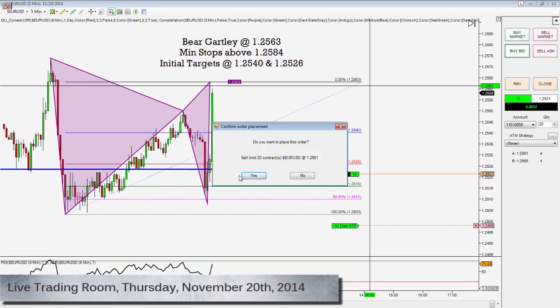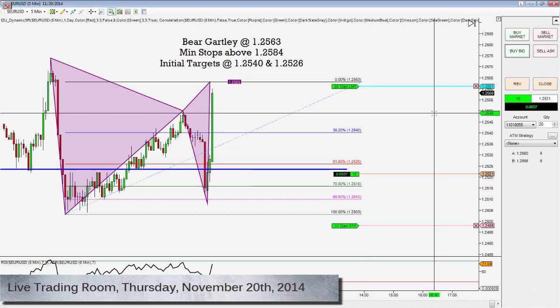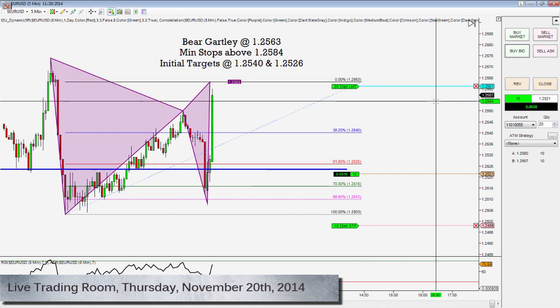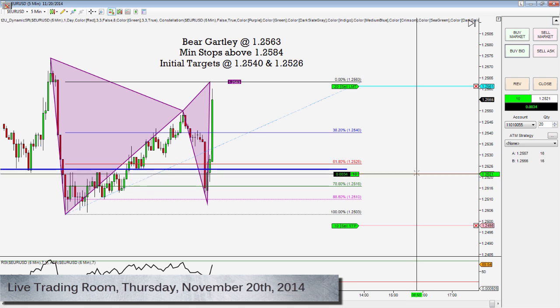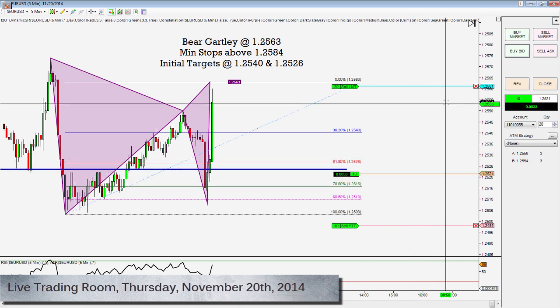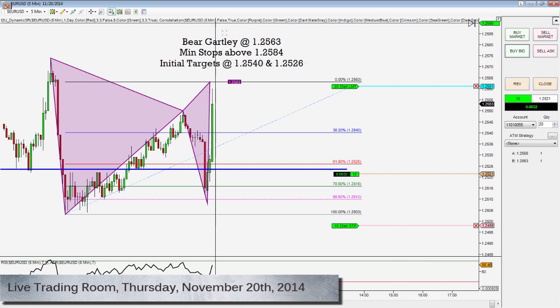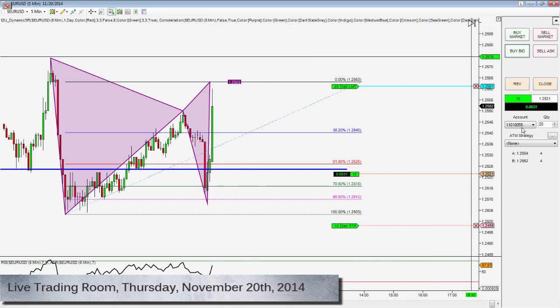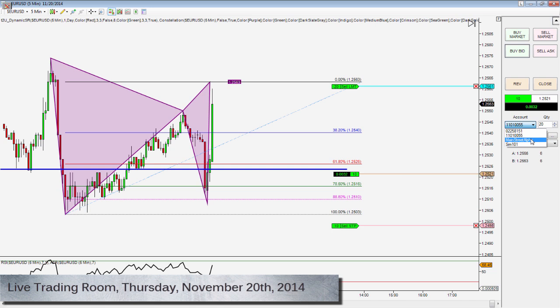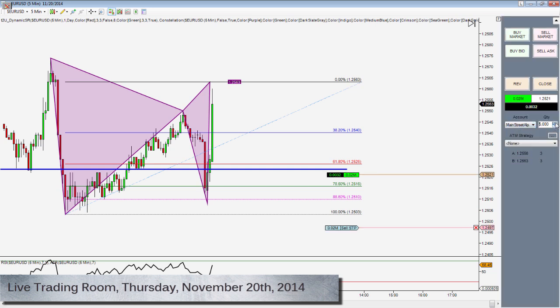Sell 20 at market. What that's going to do is sell me out of my current long position for about 30-something pips. And then it's going to put me short one again if we get up there. For this one, I want to do the exact opposite.